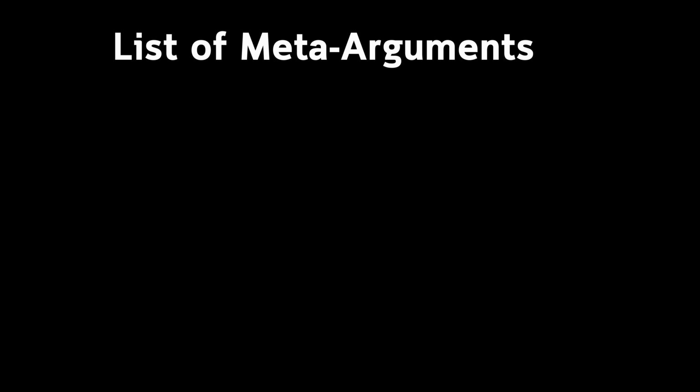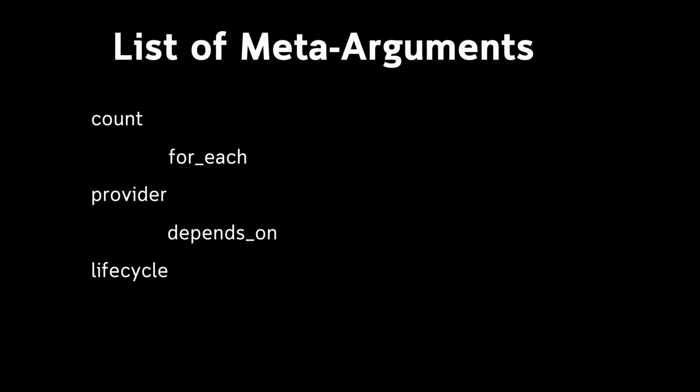Terraform gives us several common meta-arguments to play with, which include count, for each, provider, depends on, and lifecycle. Each one has its own unique use case and can make your infrastructure setup much smoother. Now let's break them down one by one.